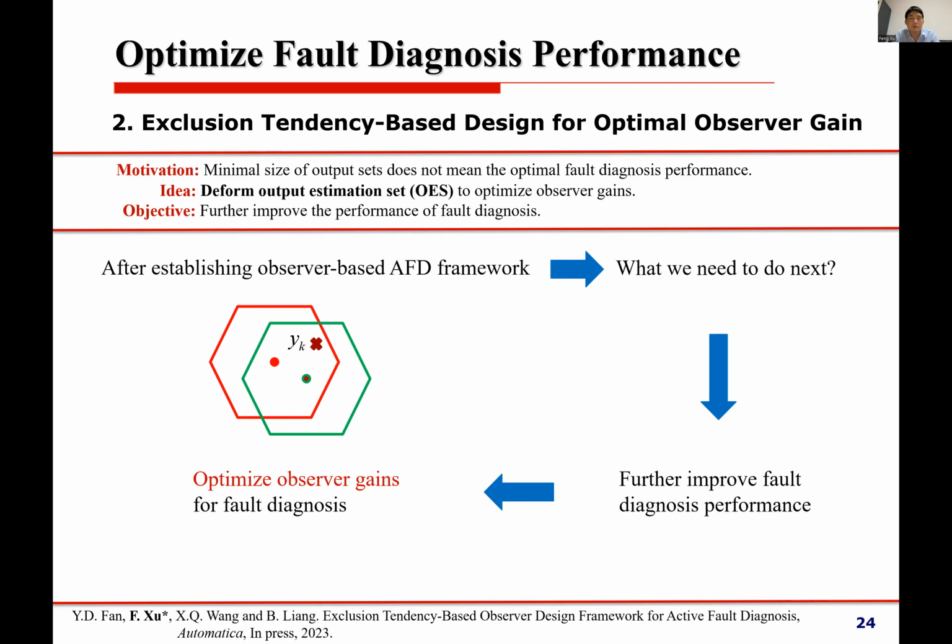This is the second section of the second part. Following the proposed framework in the first section of our previous work, we can see that we implement active diagnosis in 2 steps. The first step is to design input to maximize the sensitivity density. The second step is to design observer gains to minimize the size of output sets. But we know that minimal size of output sets does not mean optimal for diagnosis. So this is our motivation to continue our research. In the next step, we want to further optimize observer gains to improve diagnosis performance. This is the motivation of our second work.